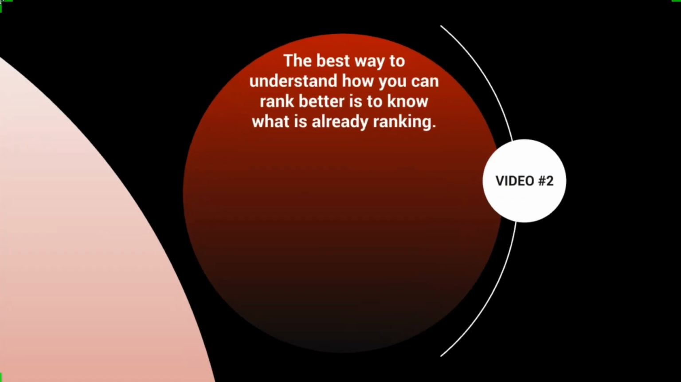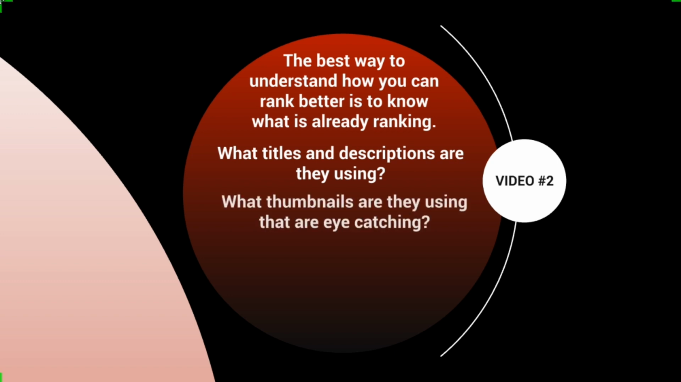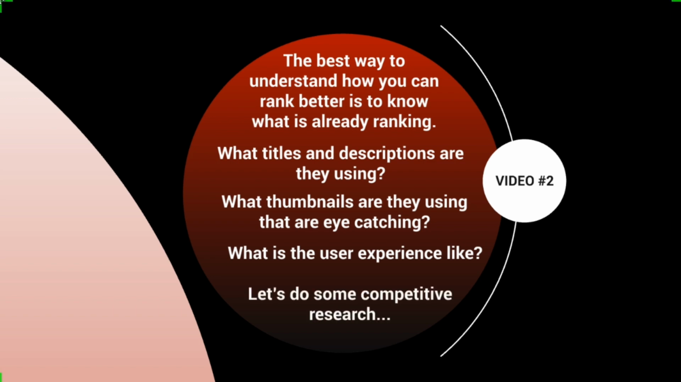So let's talk about competitive research. The best way to understand how you can rank better is to know what is already ranking in your niche or your market. So what we want to do here is analyze the videos that are on the top. I want you to specifically look at what titles, what descriptions, and what eye-catching thumbnails they are using, and what the user experience is like when you click through those videos. So let's go ahead and do some competitive research.